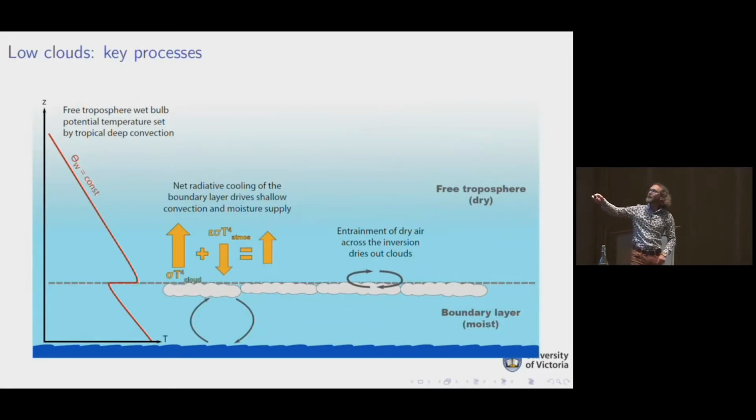Now, if we want to get rid of these clouds, we want to entrain dry air from the free troposphere. Remember, this is the descending limb of the Hadley cell, so this is nice dry air. And if we entrain this into the boundary layer, that's going to dry out our clouds.